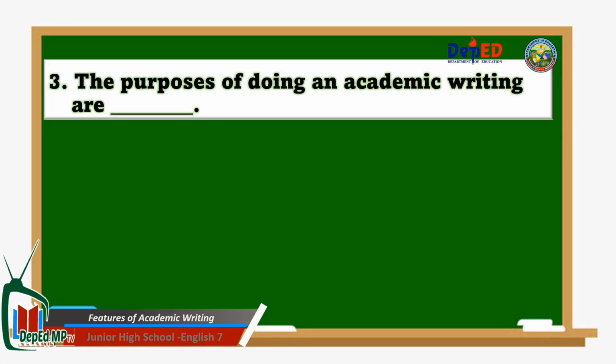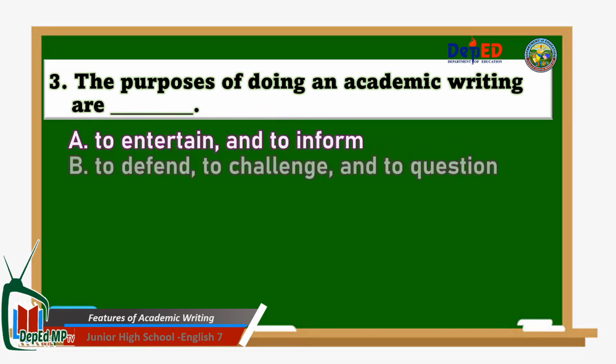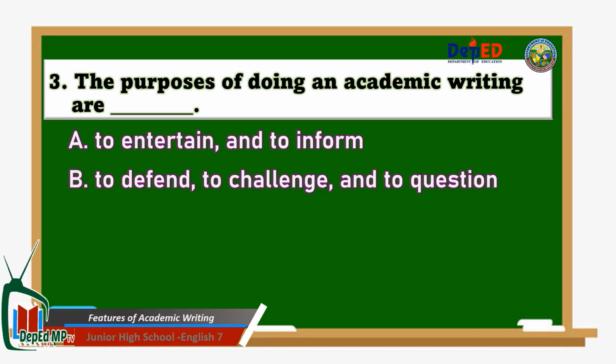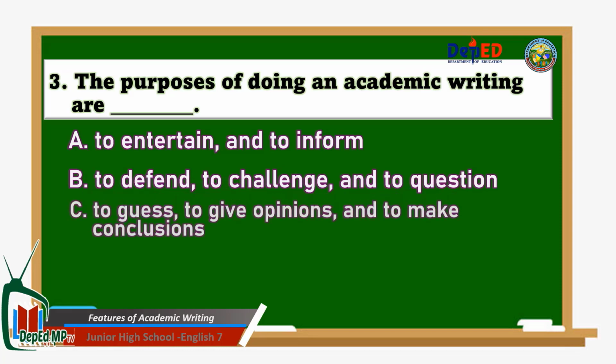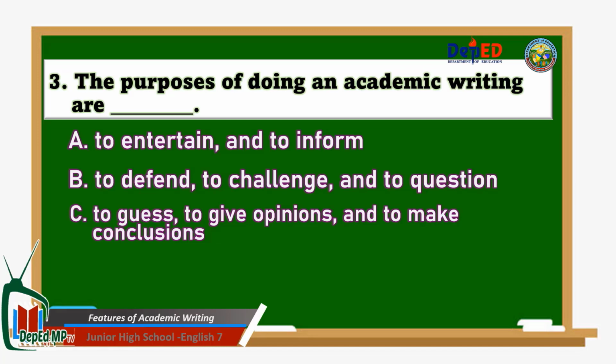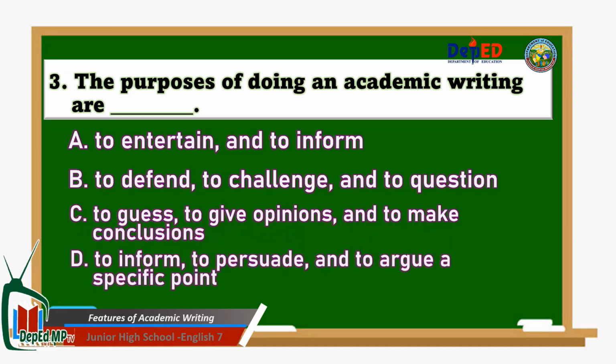3. The purposes of doing an academic writing are blank. A. To entertain and to inform. B. To defend, to challenge and to question. C. To guess, to give opinions and to make conclusions. D. To inform, to persuade and to argue a specific point.